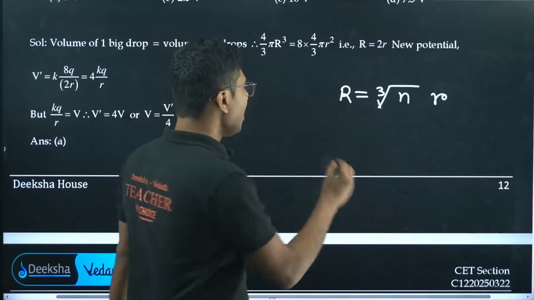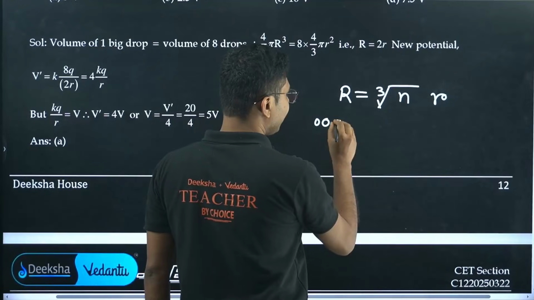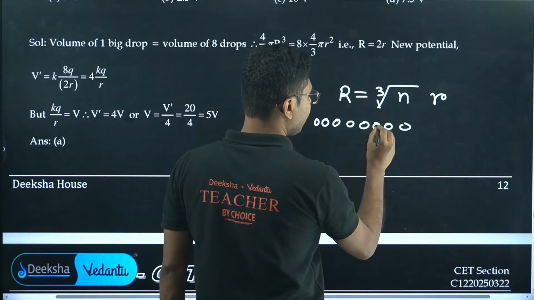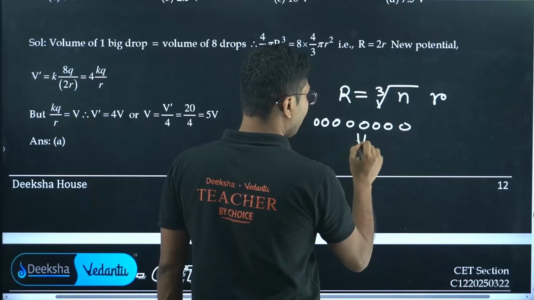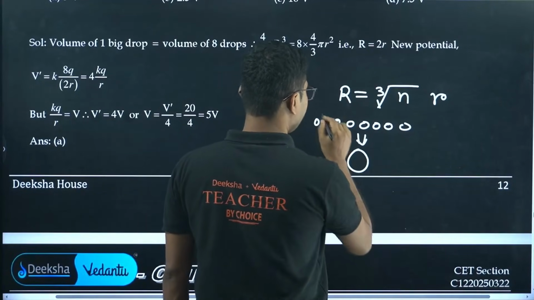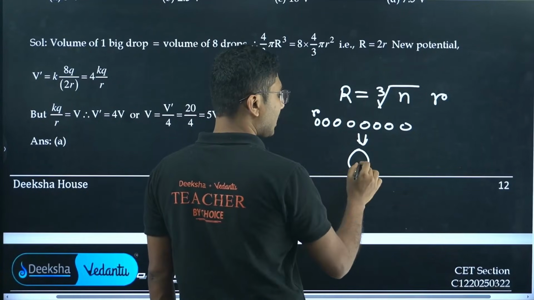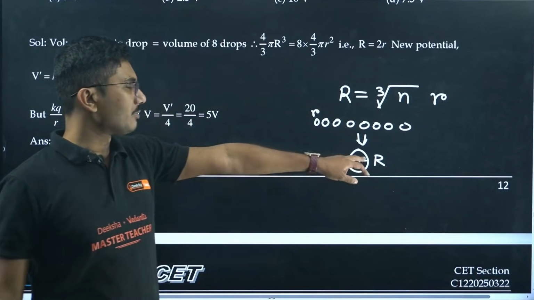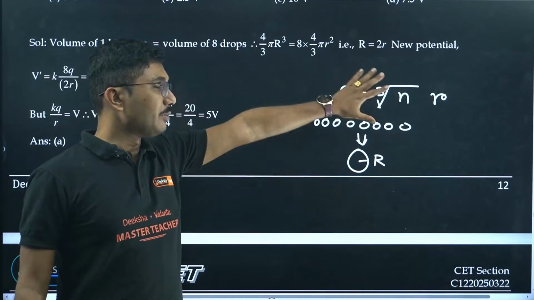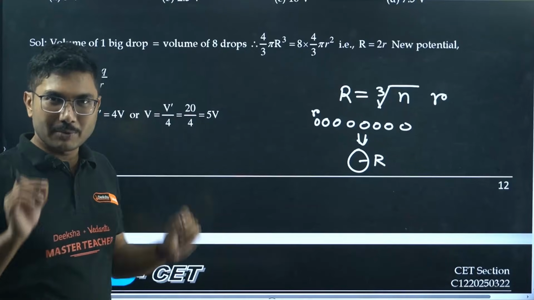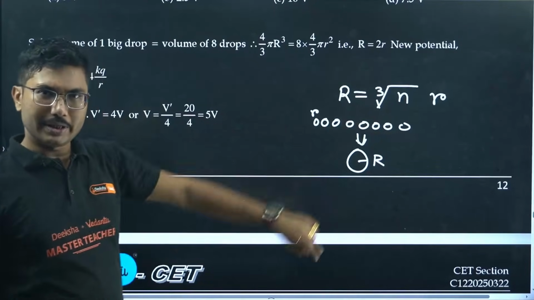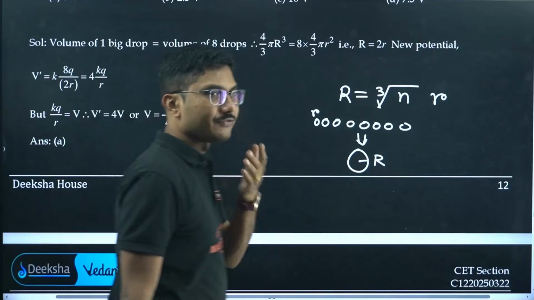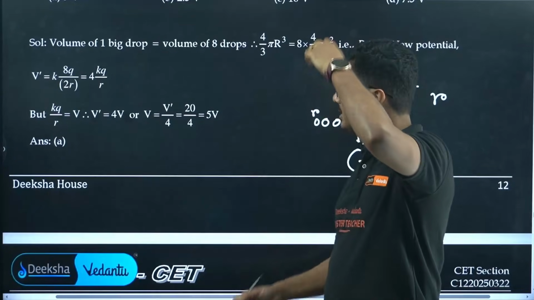So what happens here? We have small 8 spheres, 1, 2, 3, 4, 5, 6, 7, 8. And once you combine them, they form a large sphere. So radius of individual spheres are small r, radius of the larger sphere is capital R. So always remember, radius of the larger sphere will always be cube root of the number of spheres into one of the radiuses. Okay. So now voltage of each of the smaller spheres is given by what?